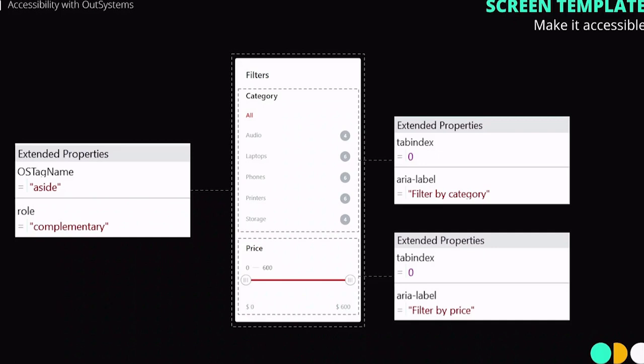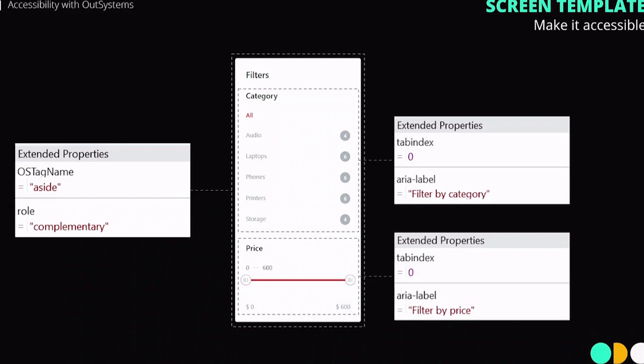On the container, I need to convert it to a sidebar. I just need to use OS tag name aside and set the role complementary. And for the containers that surround the categories, I will set the tab index 0 to tell the screen reader that it needs to stop there and read it. And I set the ARIA label, because if I don't use the ARIA label, it will read all the content. It will read for the people with the impairment.